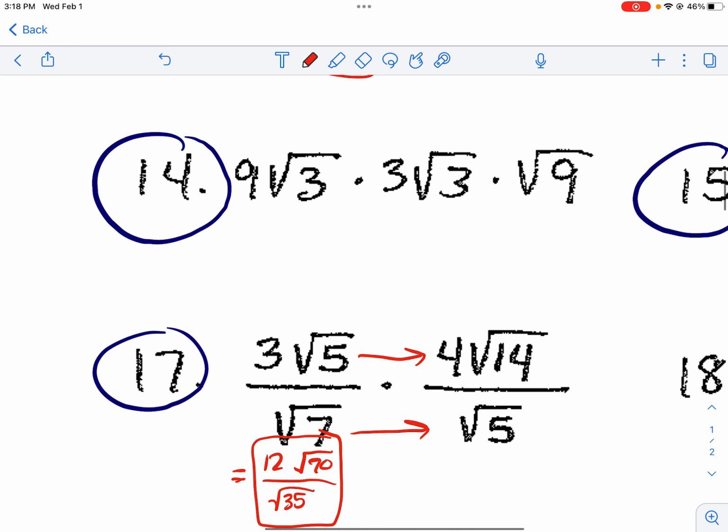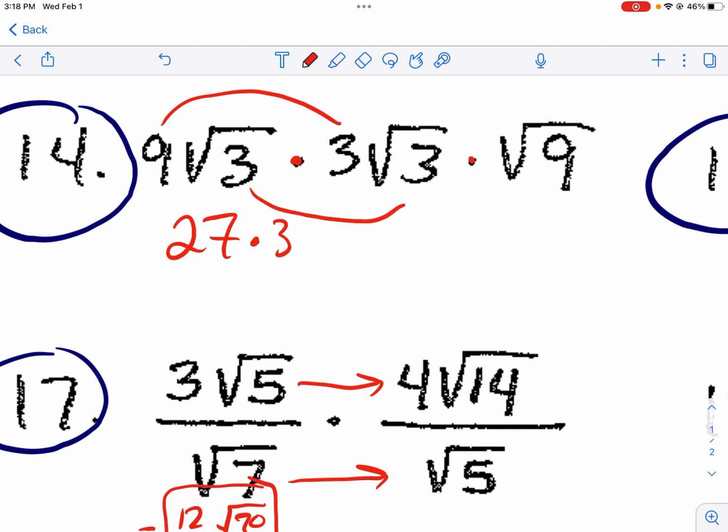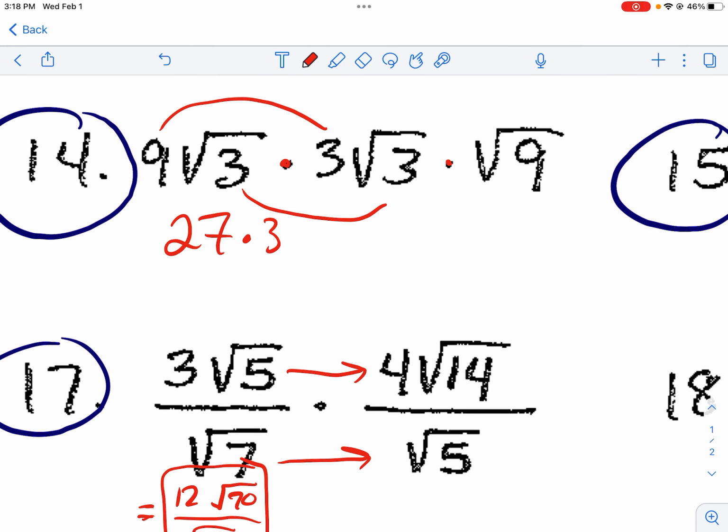Number 14. Two of these are kind of like terms, but we got to notice when we're doing these that we are multiplying. So it's a little different. So we can multiply those numbers in front. That gives me 27. And we can multiply the square roots. It gives me just 3. Right? Because we did square root of 3 squared, essentially.